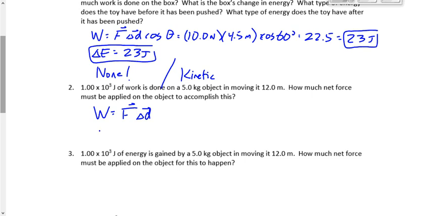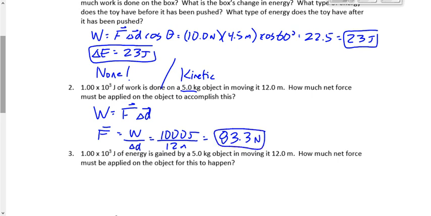We're looking for the force here, so let's say F is equal to W over the displacement. The work is 1,000 joules, and the displacement is 12 meters. That's going to give me 83.3, and that should be 3 digits. Again, the 5 kilograms doesn't count because we didn't use that. 83.3 newtons.